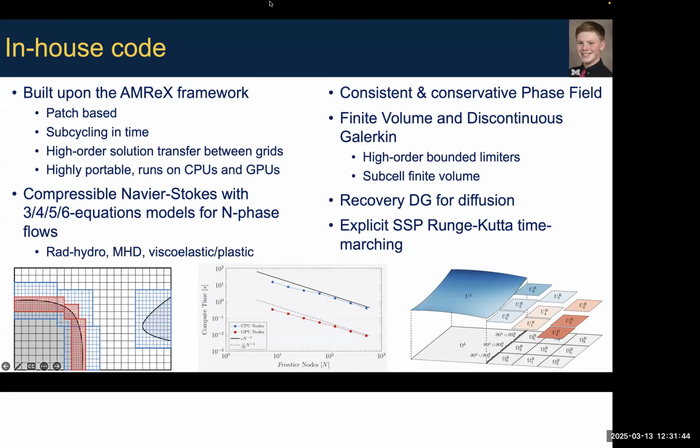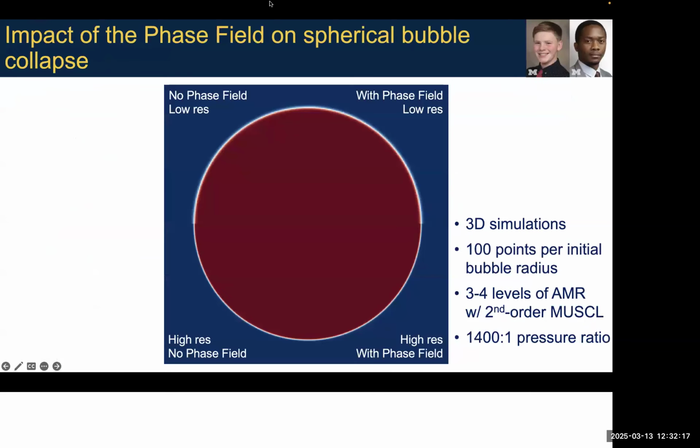We have other physics that are of relevance: radiation, magnetic fields, also viscoelastic and viscoplastic effects, which I'll actually talk about in a bit. And then the code is high order, so it's high order DG, discontinuous Galerkin, on AMR. And there's certain aspects about the numerics that I'm happy to talk about in more detail if you'd like. My student William on the top right here has been really the main architect of this code, and this is what we're excited to be using as we move forward.